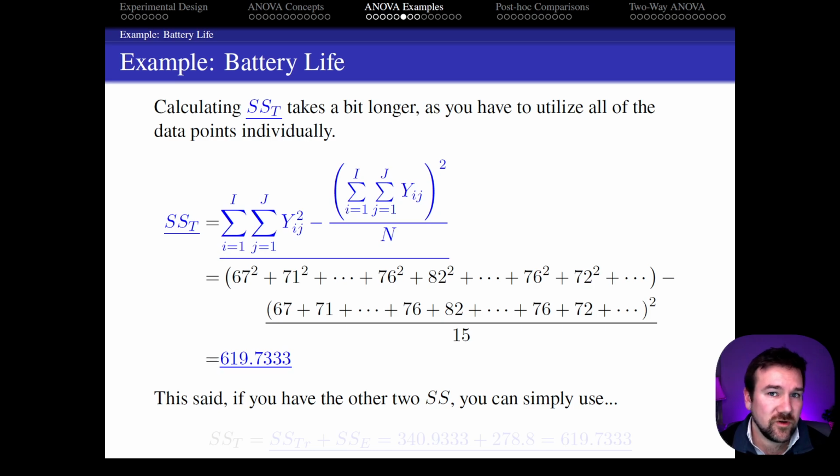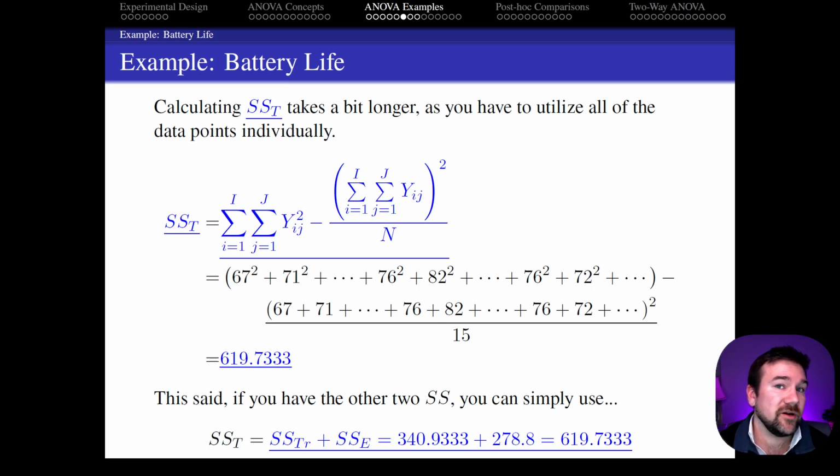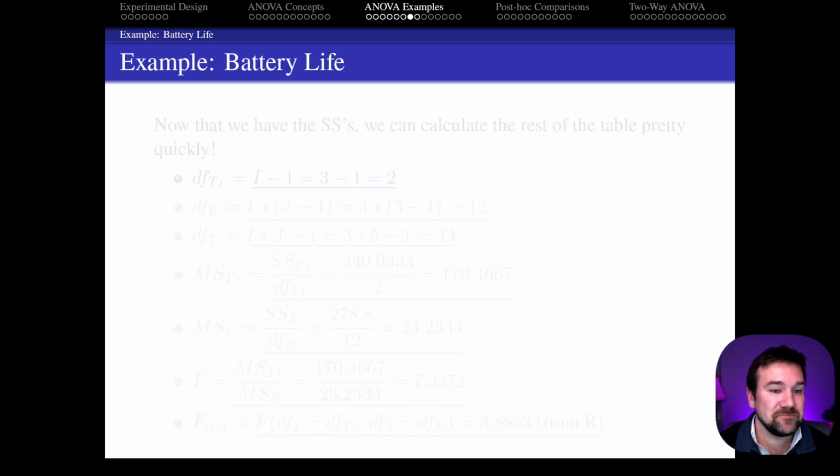Remember, the sum of squares treatment plus the sum of squares error equals the sum of squares total. So we already calculated the sum of squares treatment and sum of squares error. I could just add those together to get this outcome. So pulling the sum of squares treatment and error from my previous slides, I add them together and get that same 619.7333. Much easier if I'm doing it by hand.